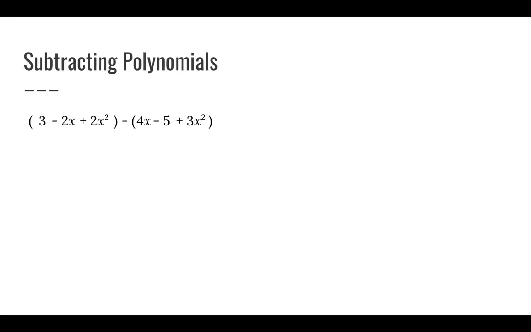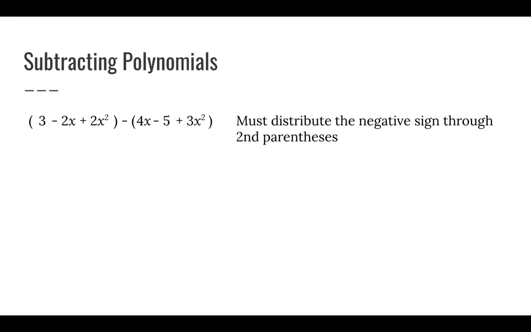Now, what about subtracting? The one thing you have to be careful with in subtracting is that you must distribute the negative sign through the second parenthesis. So that negative sign has to get distributed to the 4x, the minus 5, and the plus 3x squared. It's a lot like your keep, change, change. I'm going to keep the signs in my first parenthesis, change the middle sign, and then change the sign of all of the signs inside of the second parenthesis.